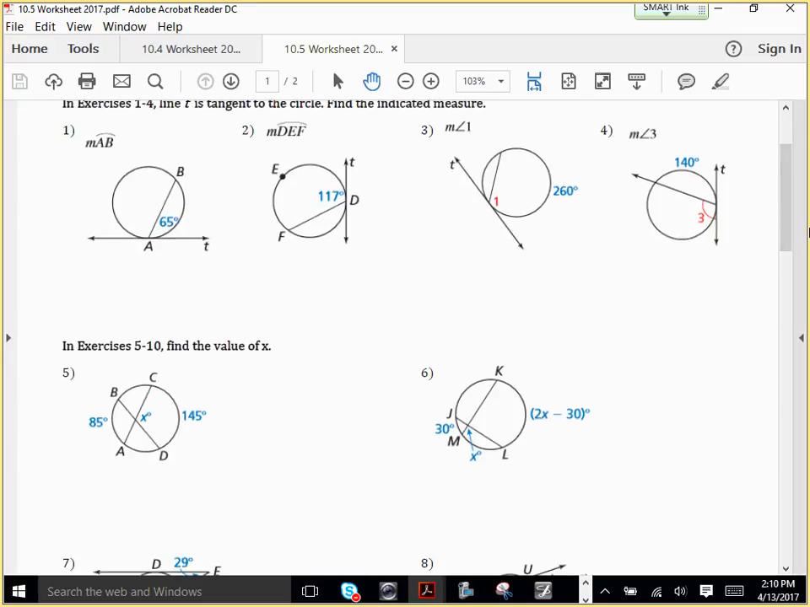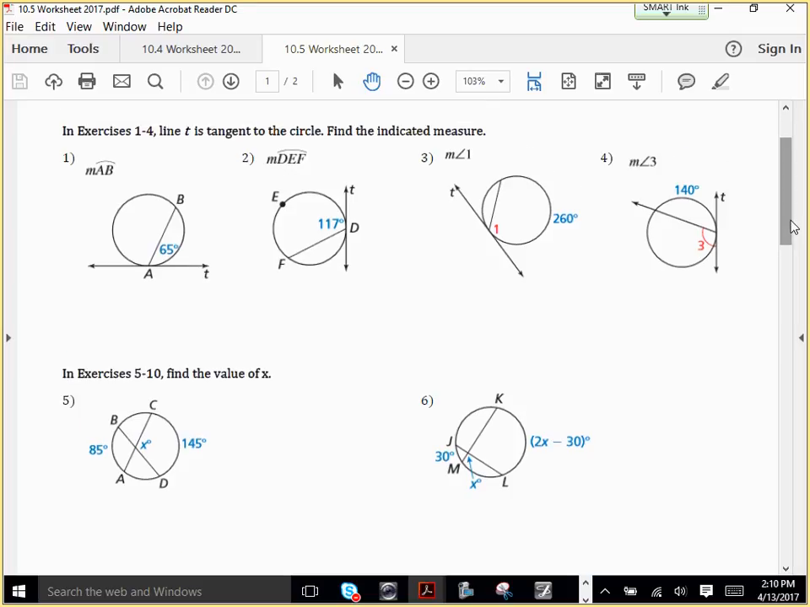On 1 through 4, there's no addition and subtraction involved as far as the 2 last formulas you went over. These are just exactly half of the arc that it intersects. So don't overthink it. And remember, like someone already asked me, AB, which one are you talking about? 2 letters is a minor arc. So when it asks for arc AB, it's looking for the smaller one.